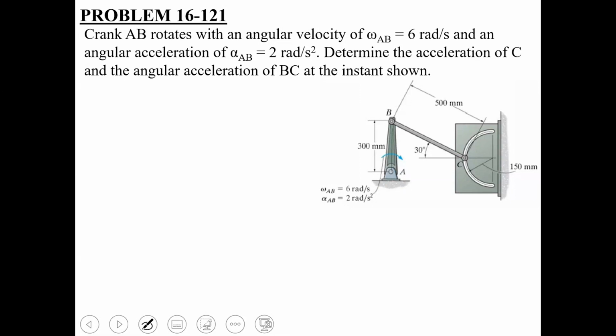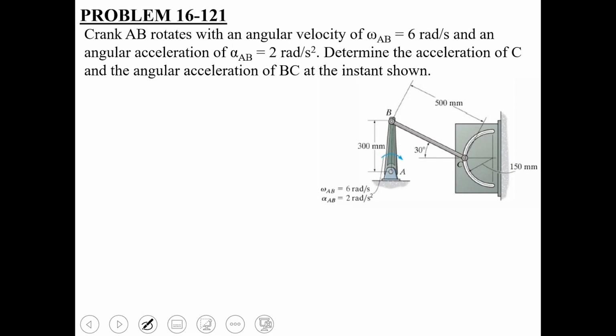You are asked to determine the acceleration of point C, which is constrained to move within the curved path shown to you, having a radius of 150 millimeter. You also need to find out the angular acceleration of this connecting rod.